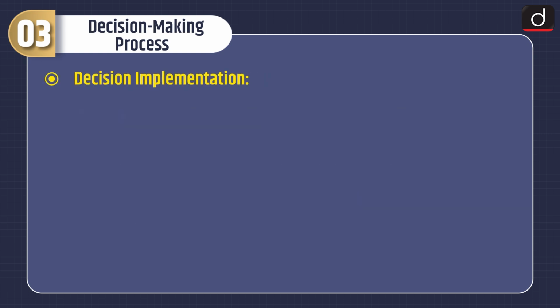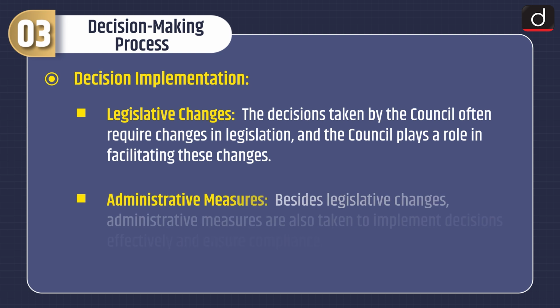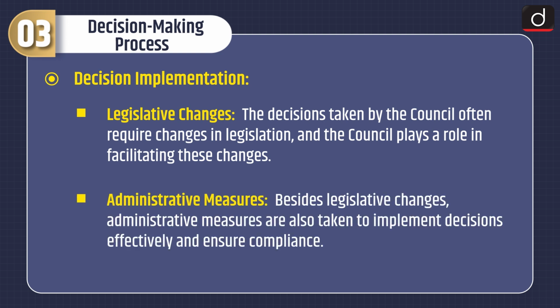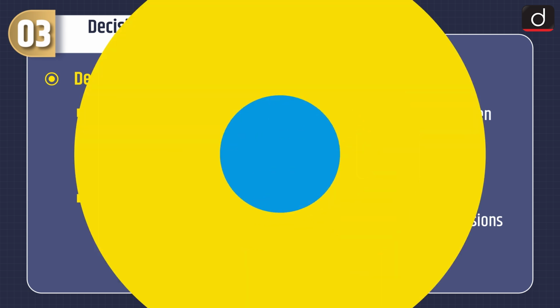Decision implementation. Legislative changes. The decisions taken by the Council often require changes in legislation, and the Council plays a role in facilitating these changes. Administrative measures. Besides legislative changes, administrative measures are also taken to implement decisions effectively and ensure compliance.